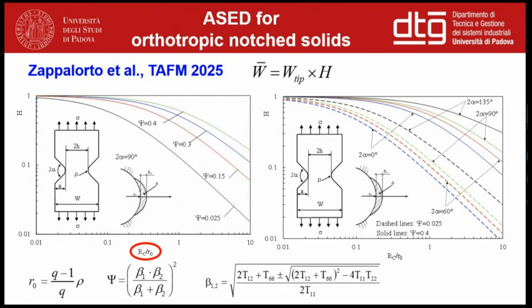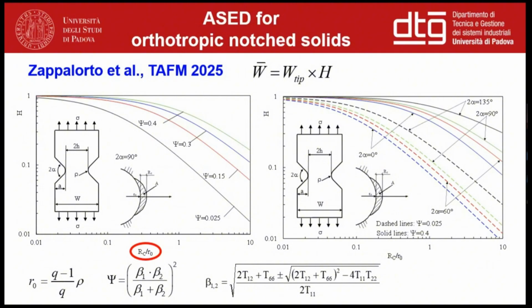This parameter psi summarizes the effect of the orthotropicity ratio. It depends mainly on the ratio between the elastic moduli in the two principal elasticity directions. And psi equal to 0.25 is representative of an isotropic material. Values lower than 0.25 are representative of material which is very stiff in the loading direction, so, for example, a unidirectional short or long fiber composite material. Conversely, values larger than 0.25 are representative of material which is very stiff along the direction of the bisector line.